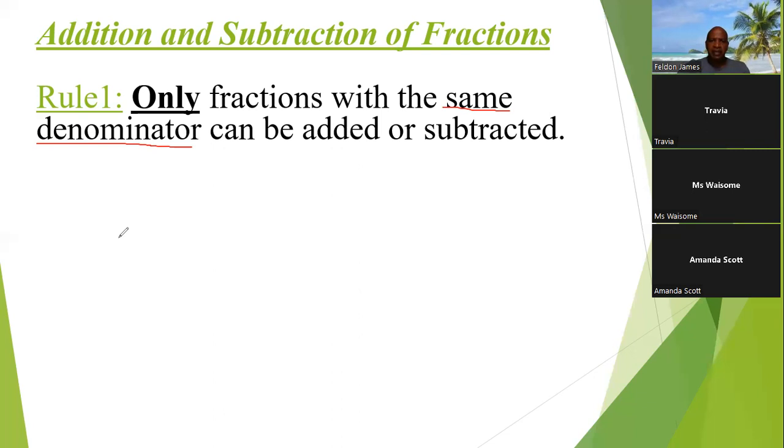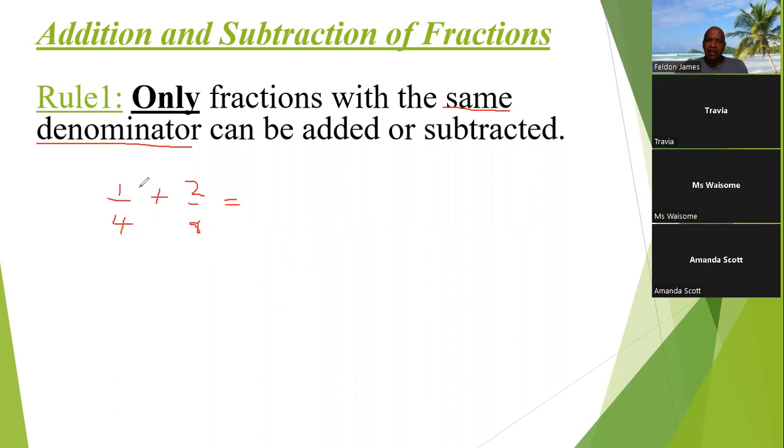And why can't we add them when the denominators are different? So why can't we add 1/4 plus 2/8? If we had to add these, how would we add these, students? Explain to me, how can you add these? So you have to find an LCM for this one. Right. So the reason why we have to find an LCM is because the denominators are not the same.